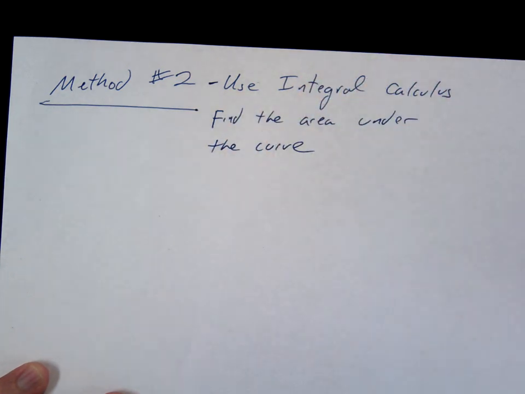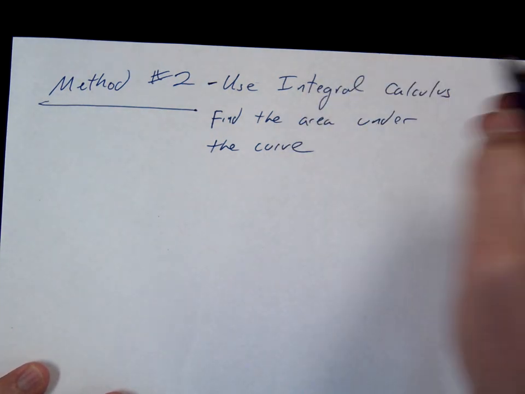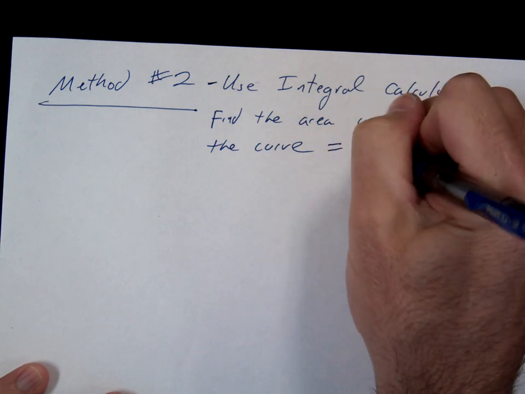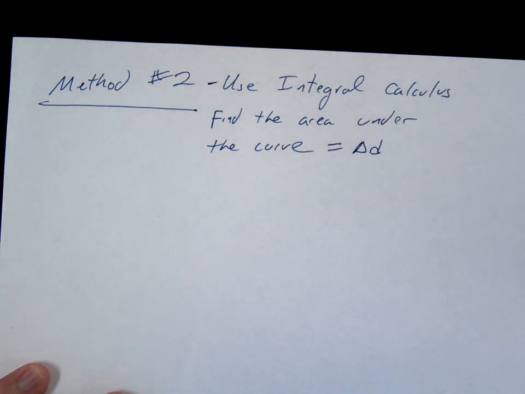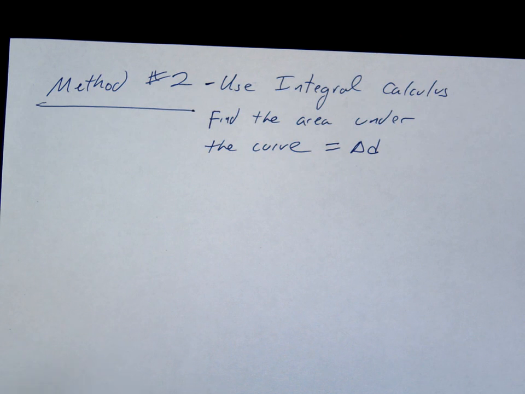Under the curve. And I'll write curve. It's almost always for this class going to be a nice line. And this is going to tell you your displacement. So finding the area under the curve will give you your displacement.